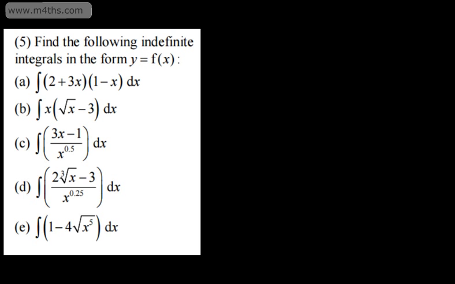Okay, let's look at some others. We're asked to find now the following indefinite integrals in the form y is equal to f of x. So what we would essentially have is that now if we were integrating these, this would be y. So we're introducing y as a function of x. So on the first one, again, we need to expand this out. So we can say that y is going to be equal to the integral now.